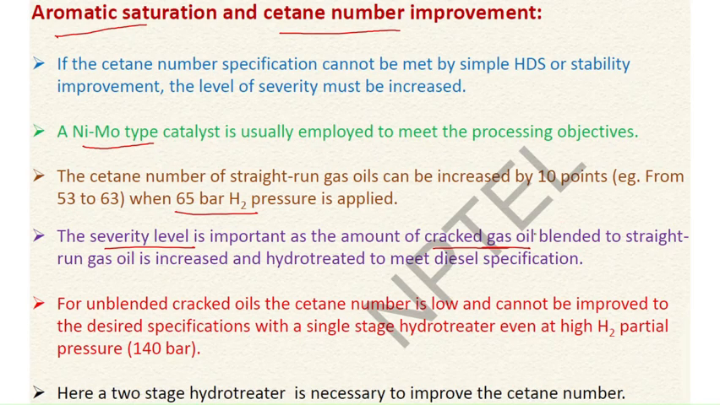If the cracked gas oil is increased and hydrotreated to meet the diesel specification for unblended cracked gas oil, if we simply use the cracked gas oil only, then the cetane number is low and cannot be improved to the desired specifications with a single stage hydrotreater. When the straight run light gas oil is blended with the heavy gas oil or the cracked gas oil, then severity should be made very high.